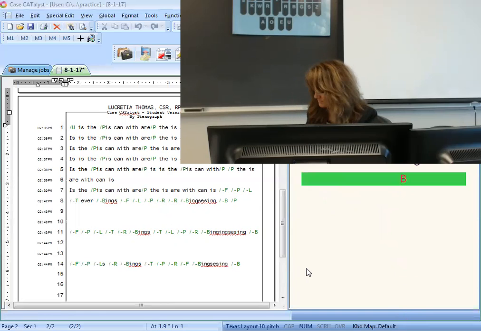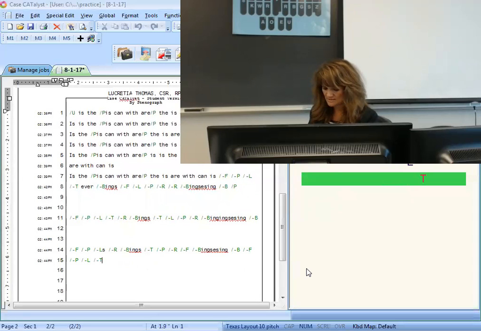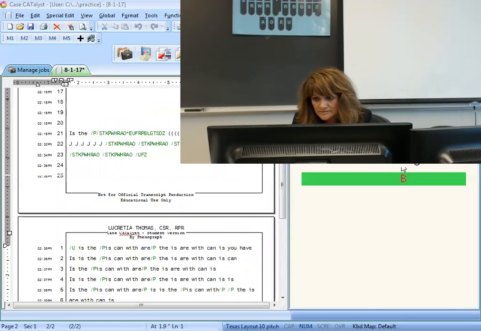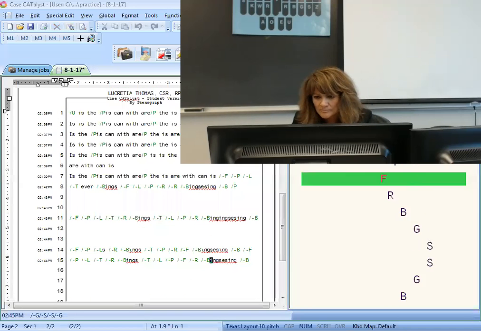So this is how you're probably going to be. So now I'm going to go even slower. Here we go. I'm looking at my book, FPLT, RBGS. And then we've got T, and then you have L, P, F, R, B, G, S, S, G, B. So let me make sure I've done it correctly. So I'm going to scroll up with my mouse.